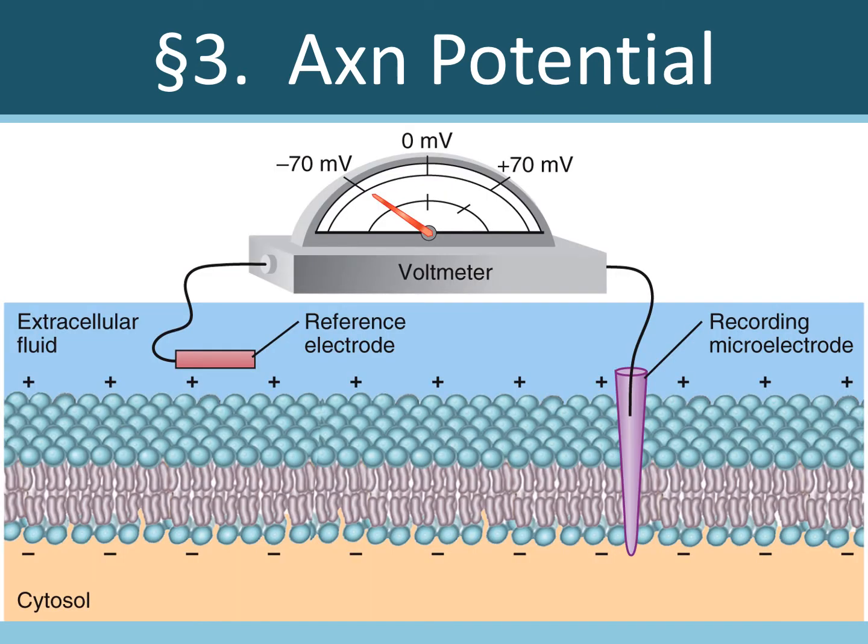Recall that the resting membrane potential of a cell measures about -70 millivolts. We use a device like the one pictured here to measure the resting membrane potential of a cell. This device is called a voltmeter. There's a probe that's inserted inside the cell. There's also an electrode that remains outside of the cell. And between those 2 electrodes, the device measures the charge difference in those 2 different areas.